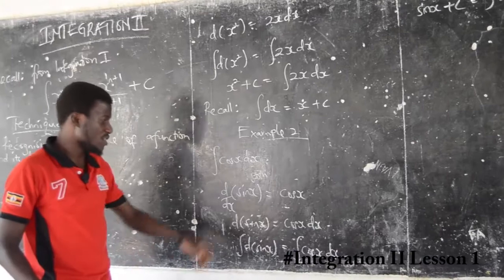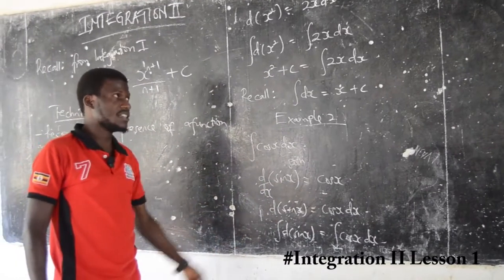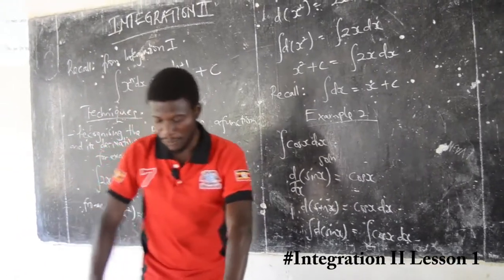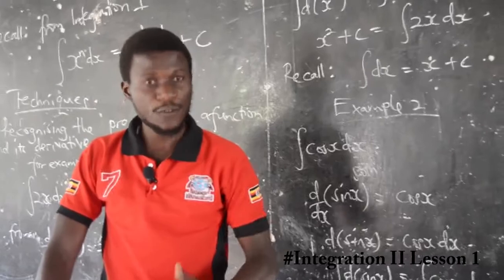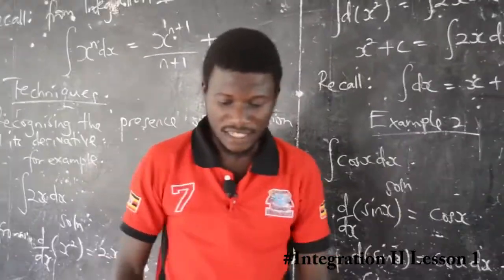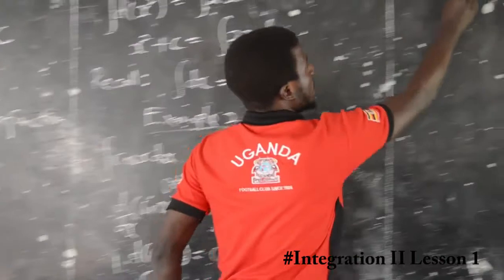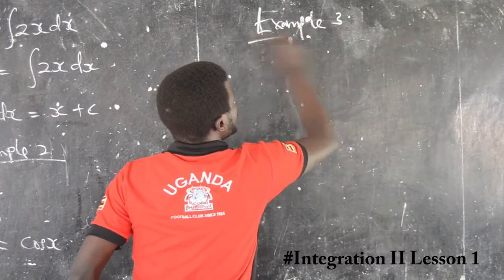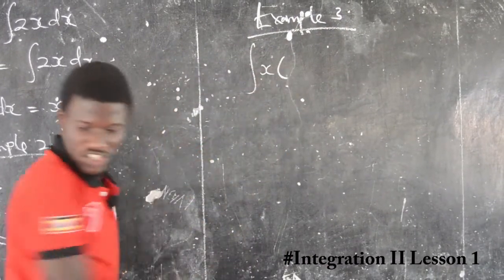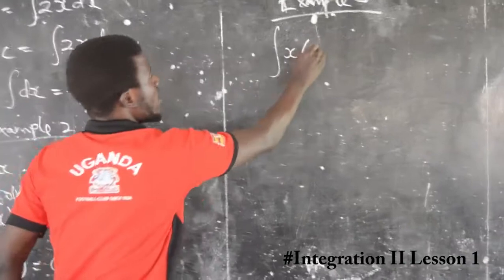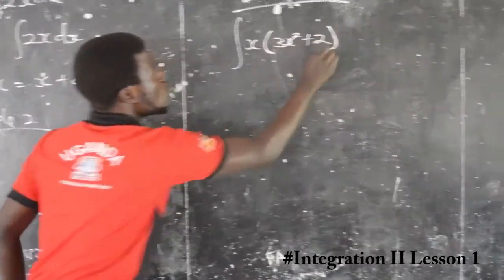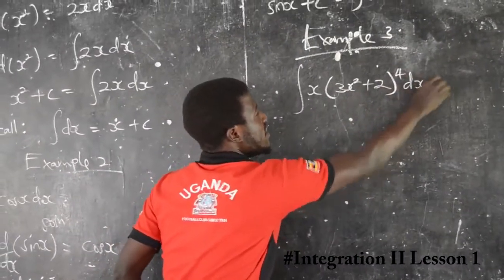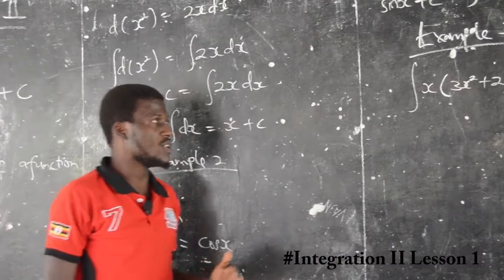So that is it, that when you integrate a cos, you are getting a positive sign. Then to give you another, different example but related to that, we can have something like integrate x into 3x squared plus 2 power 4 dx. Now look at that. How do you handle that?